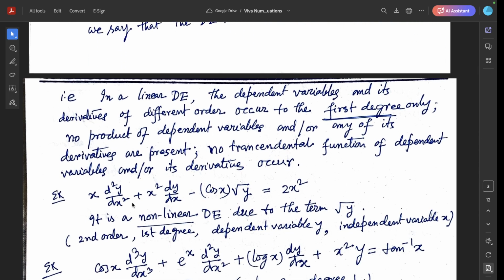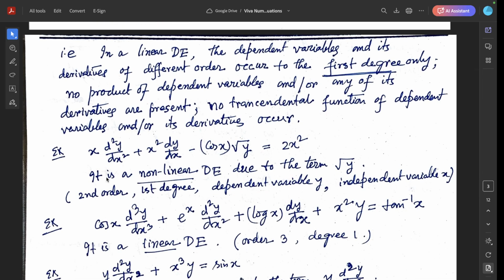Example: x d2y/dx square plus x square dy/dx minus cos x root y equal to 2x square. Here the dependent variable is y, the independent variable is x, and for this term root y, the power is half, not 1, so it is a non-linear differential equation. It is a second order, first degree differential equation.